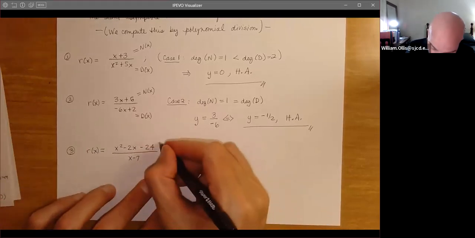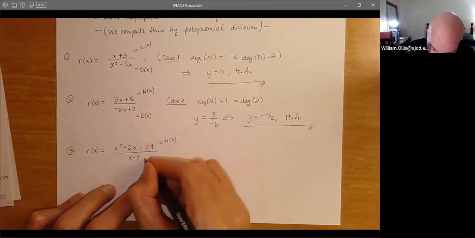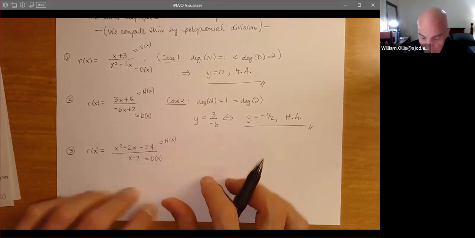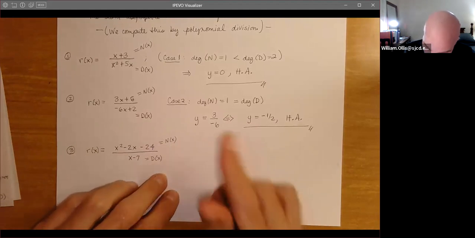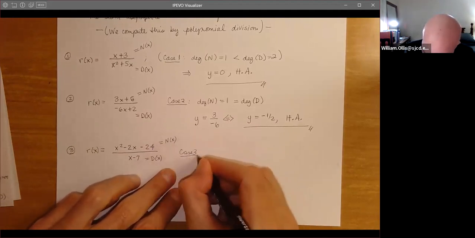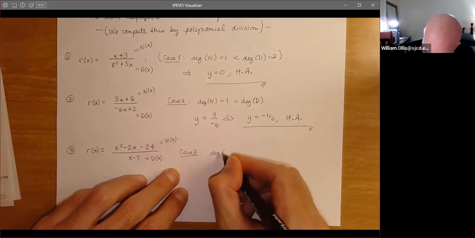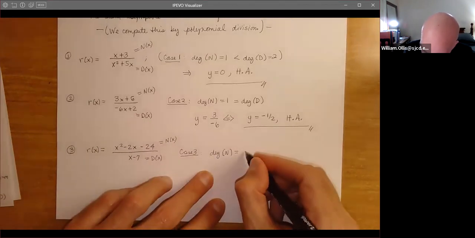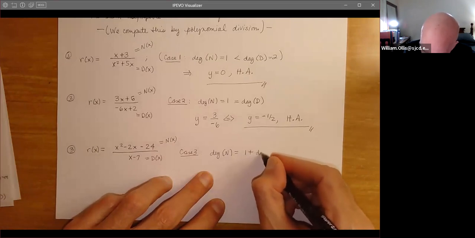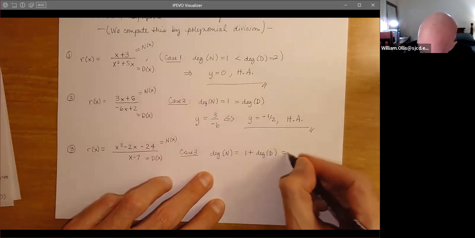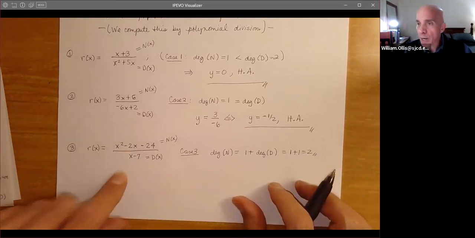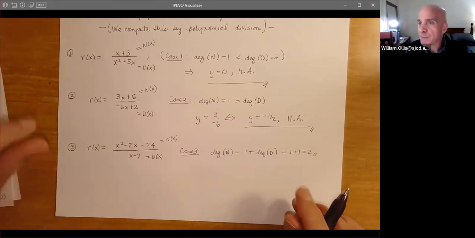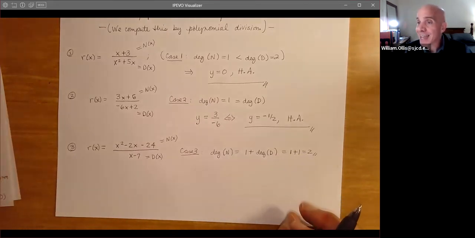So in this particular case, again, we have the n of x and we have the d of x. But note, in this case, the degree of n is 2 and the degree of d is 1. So we've got case 3, which says degree of n equals 1 plus degree of d, which is 1 plus 1, which is 2. So again, the degree of the numerator is 1 more than the degree of the denominator. And that gives us the slant asymptote or the oblique asymptote.